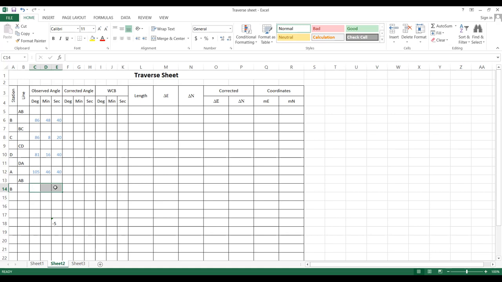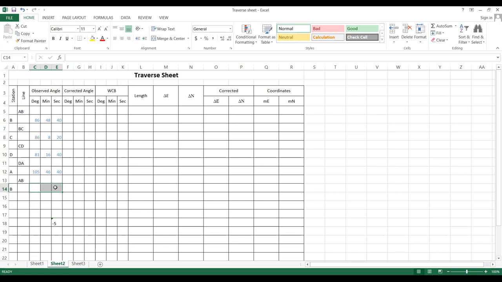Angle B is 86, 48, 40. Angle C is 81, 16, 40. Angle A is 105, 46, 40. Is it clear? So this is the first part, and then you can enter the length. You can enter the length also.